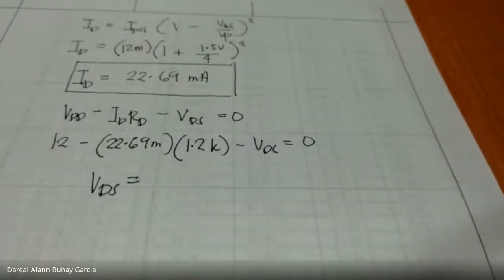Negative 15.23, so VDS is negative 15.23 volts.